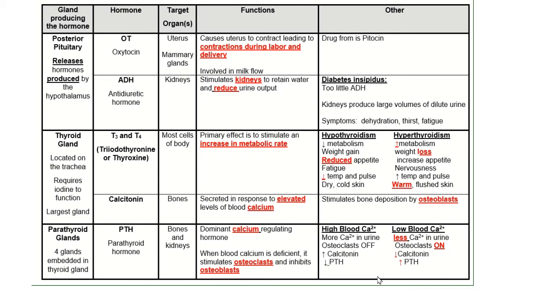So if you have low calcium in your blood, you will secrete little to no calcium in your urine. Osteoclasts will be activated to start breaking down bone. We will decrease the amount of calcitonin, and we will increase the amount of parathyroid hormone. We will look at some pictures of these on the next few slides.